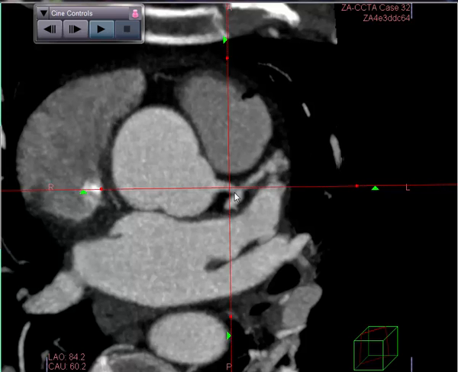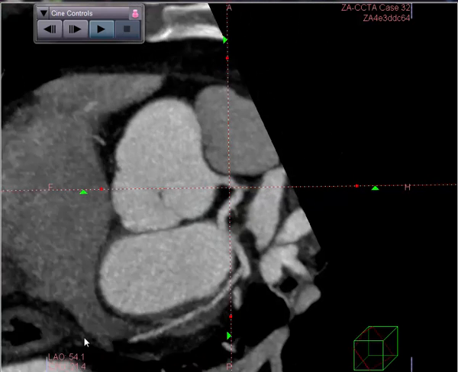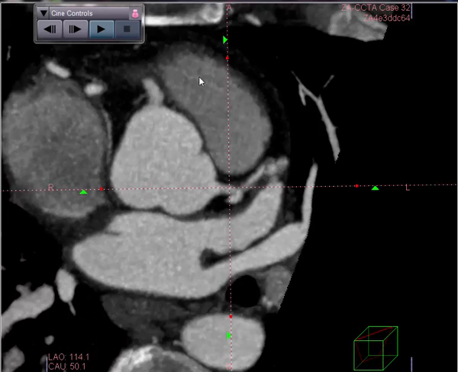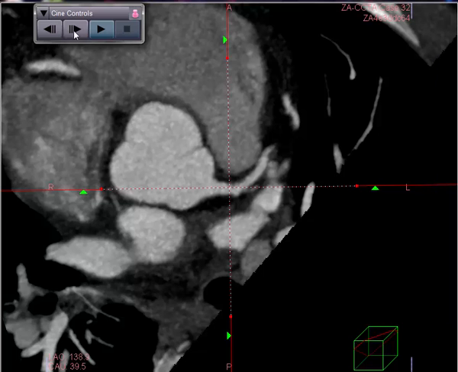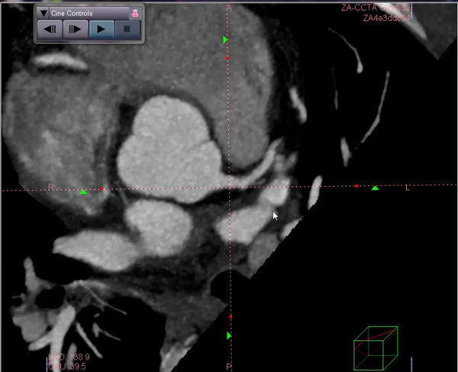Let's start with the left main coronary artery. We have this in the center of the crosshairs. There clearly is no evidence for obstructive disease. Let's just change the phase a little bit just to be sure that we have no issues here. This appears to be clearly without obstructive disease.